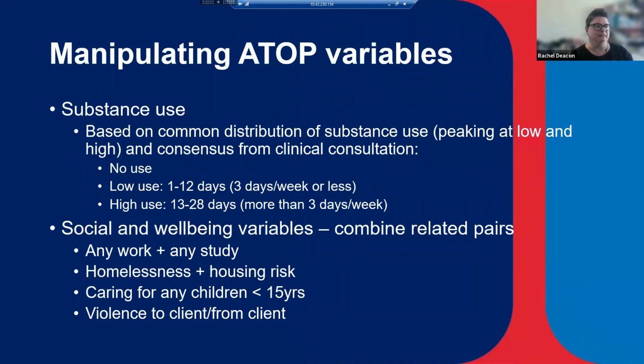Then the social and wellbeing variables, there's quite a few pairs there. From the last slide, we had already combined the 2 violence variables to see what proportion of clients had violence happening around them, but also whether a client is working or studying, they can be combined into one stacked variable. Homelessness and housing risk, and the caring for children, the 2 items there to get a measure of how many people have caring responsibilities.